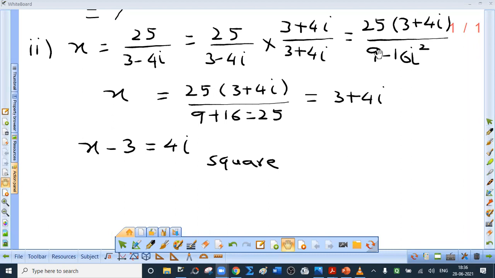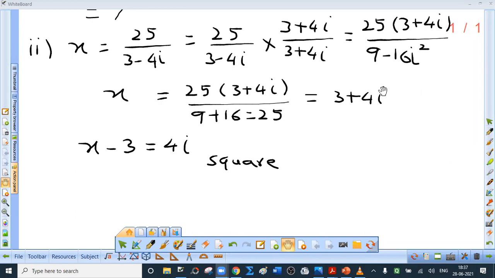There was some disturbance, so I'll explain from the beginning. Second sum, find the value of 2x cube minus 11x square plus 44x plus 27 if x is 25 by 3 minus 4i. See, multiply numerator and denominator by 3 plus 4i to get x equal to what? 25 into 3 plus 4i upon 9 minus 16i square, but i square is minus 1. So 9 plus 16, that is 25, which gets cancelled with this. So effectively what is x? 3 plus 4i.